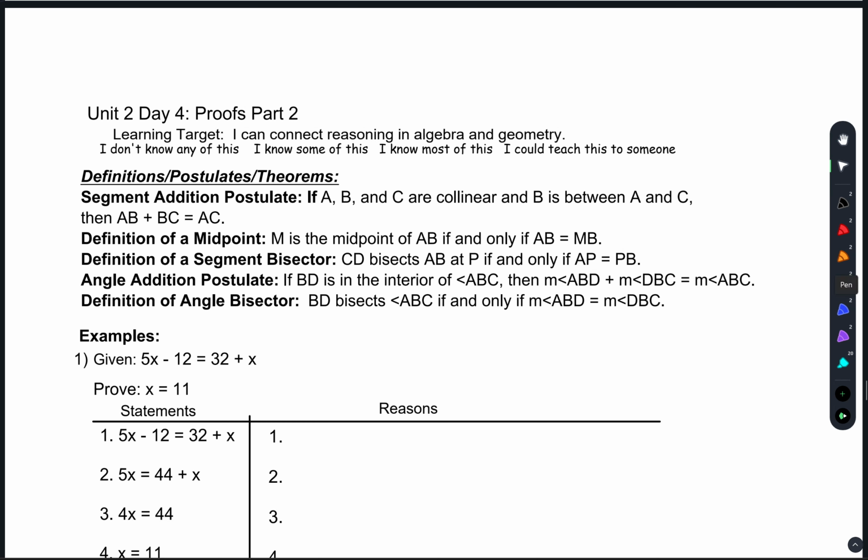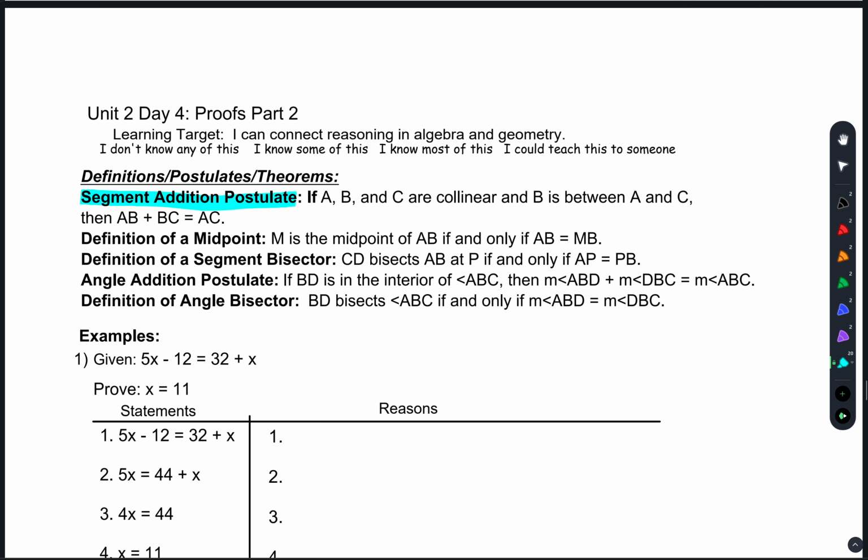So the first thing that we're going to talk about in 2.4 is some extra postulates, theorems, and definitions that we can use in our proofs. We're going to use all of those properties that we had before, but we're going to add on five more today and then a couple more tomorrow. So for today, number 1 is the segment addition postulate.